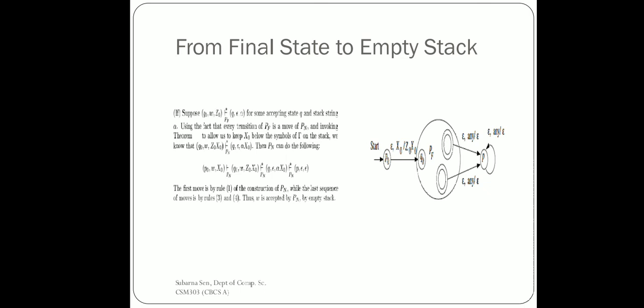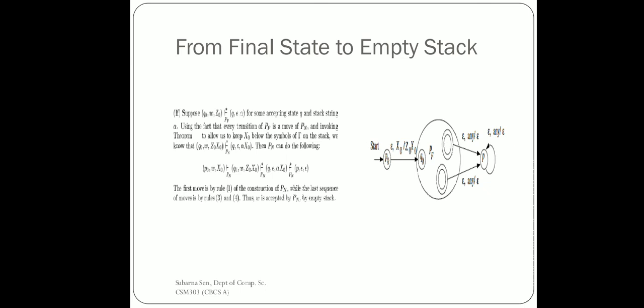is done. Alpha means my stack symbols. The top stack symbol has been changed, so it is just copying PF, for some accepting state q and stack string alpha. So if you just follow this path, just see what PN is doing.